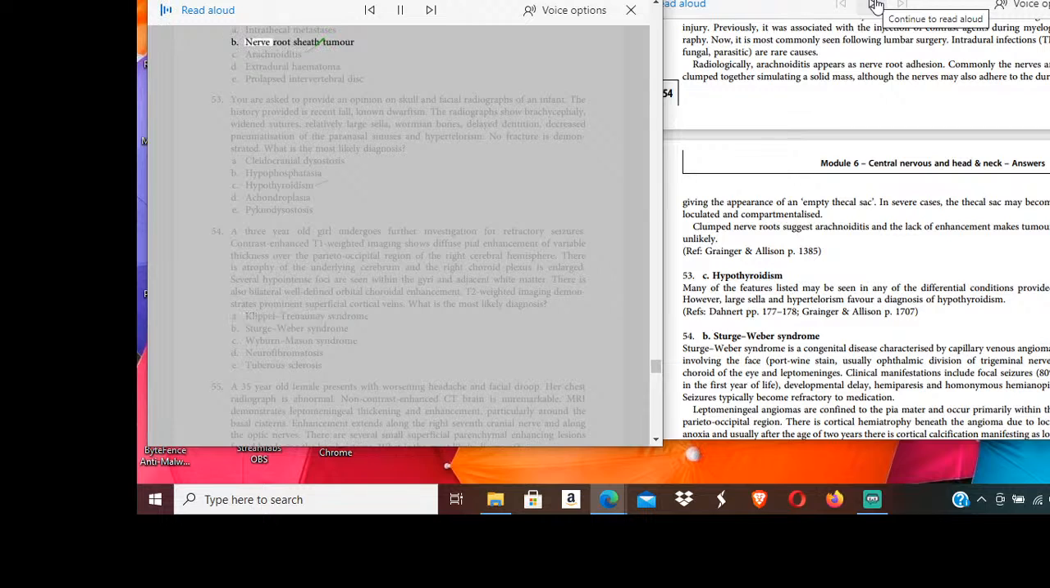A. Intrathecal metastases. B. Nerve root sheath tumor. C. Arachnoiditis. D. Extradural hematoma. E. Prolapsed intervertebral disc.